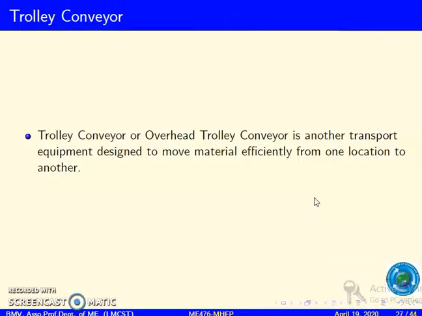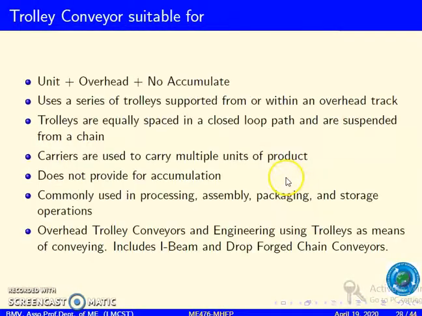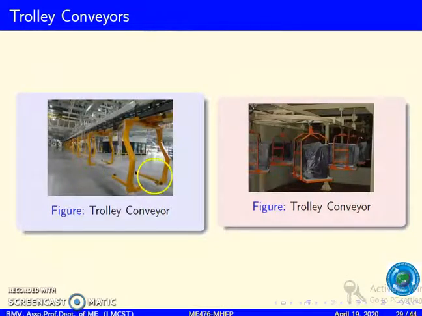Next is the trolley conveyor. This uses a series of trolleys supported from or within an overhead track. And the trolleys are equally spaced in a closed loop path and are suspended from a chain. And these are commonly used in processing, assembly, packaging and storage operations. And these are the trolley conveyors.